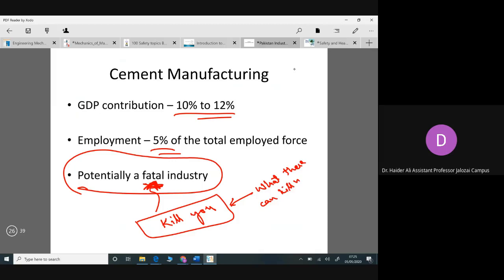And like we said, that this will happen from risk assessment.